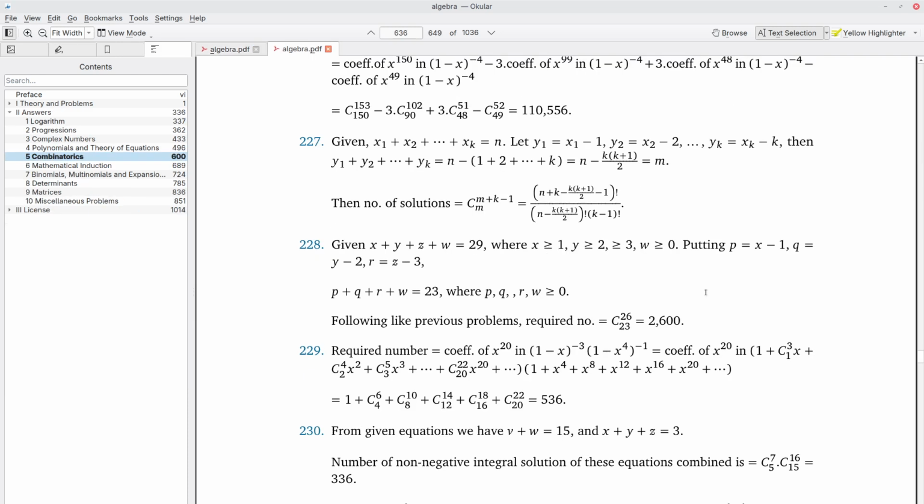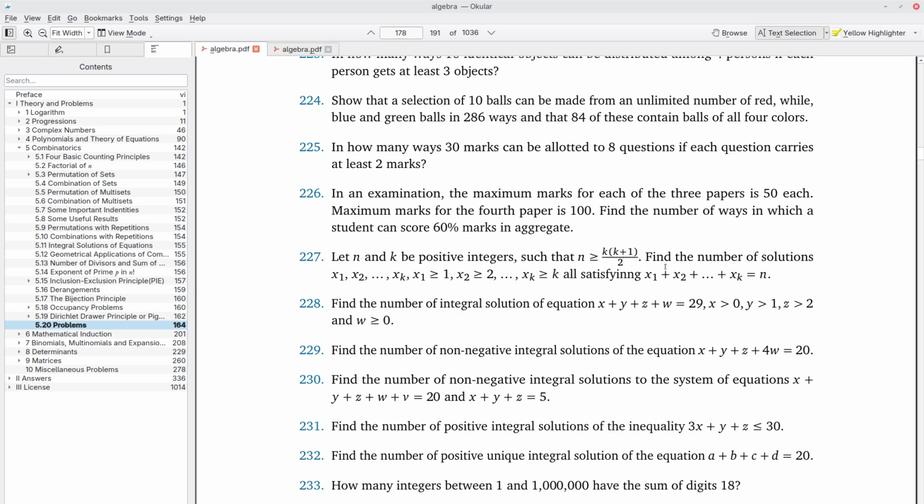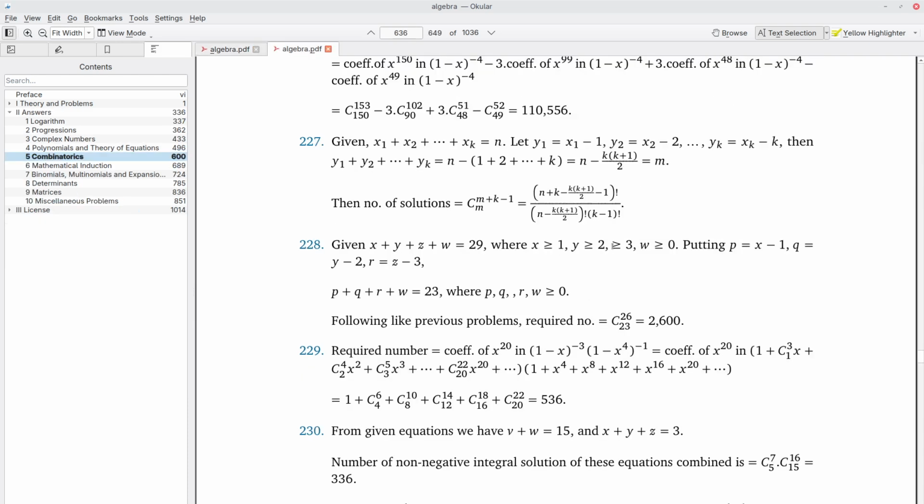And x would be greater than or equal to 1. It is greater than 0, so greater than or equal to 1. y would be greater than or equal to 2, and z would be greater than or equal to 3. We substitute p is equal to x minus 1, q is equal to y minus 2, r is equal to z minus 3. So p plus q plus r plus w would be 23, where p, q, r, w are greater than or equal to 0. So now the total would be 26C23, because 23 plus 4 minus 1, these are four different variables, C 23, that is 2600.